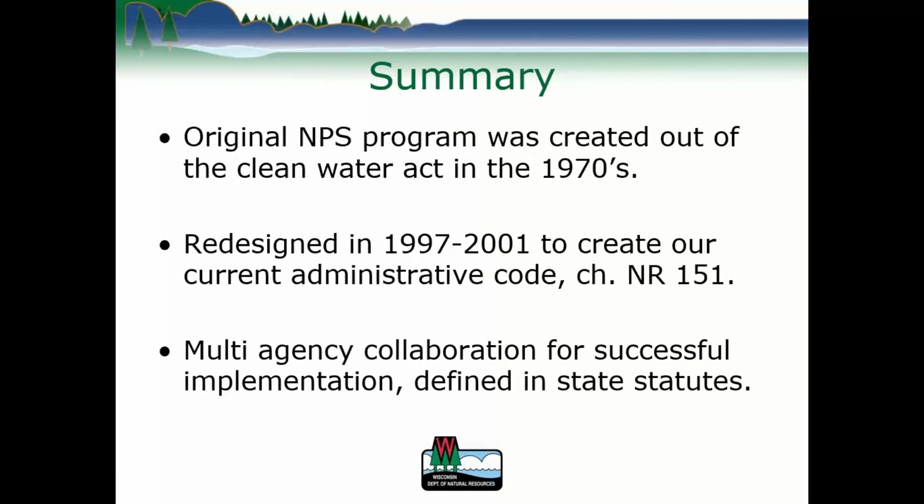In summary, the original Nonpoint Source Pollution Abatement Program in Wisconsin was created out of the Clean Water Act in the 1970s. That lasted about 20 years until it went through a redesign process from 1997 through around 2001, and became administrative code promulgated in 2002. And that is our current administrative code, chapter NR 151, for runoff management.